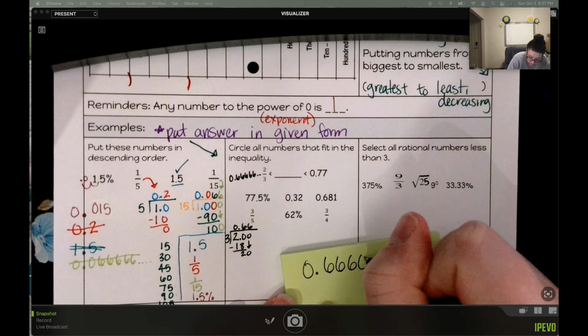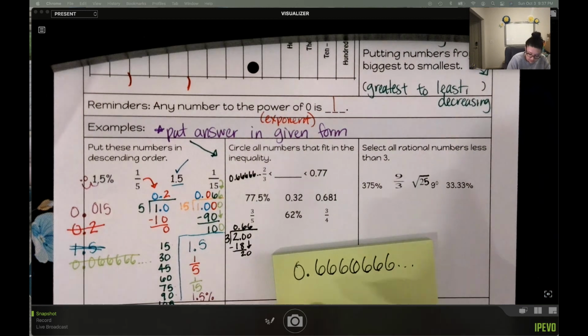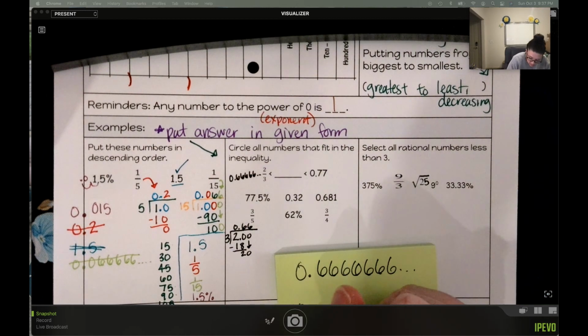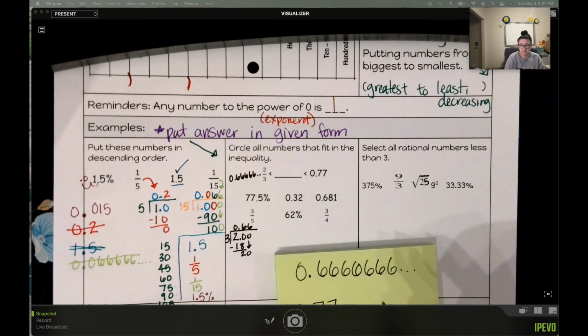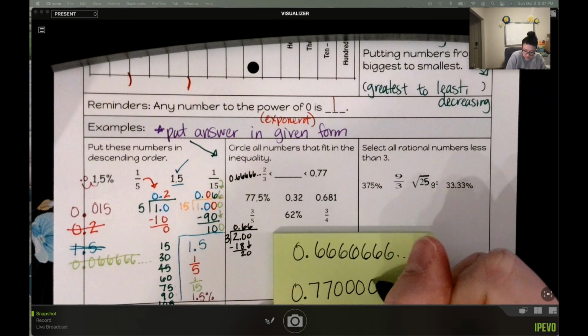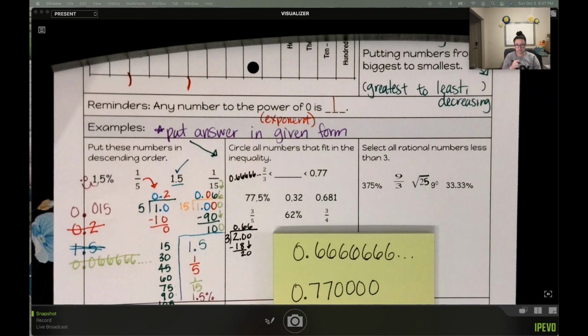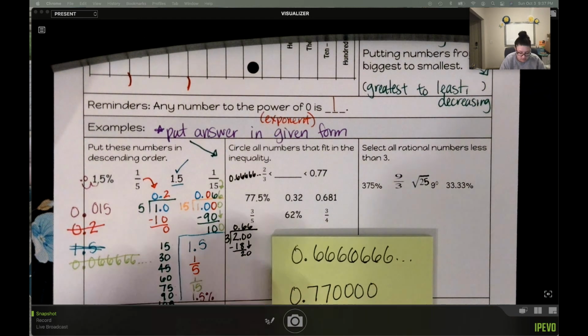Because again, we're going to want to line up our decimals to help us compare place value. And I'm going to have 0.77. Is there anything after that 7? Just some zeros. If you want to write those zeros in, if that helps you see things, awesome. But if it doesn't help you, that's okay too.